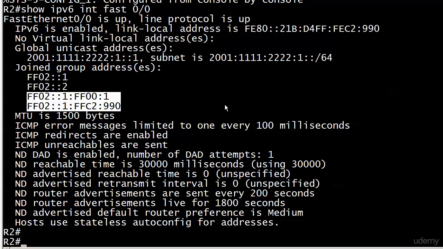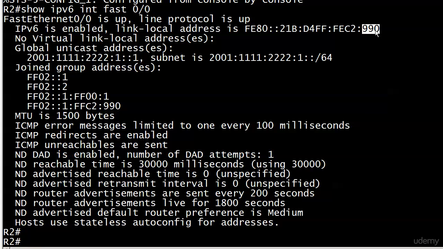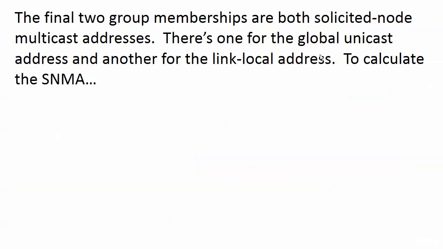Also, the end of one of those might look a little familiar if you look elsewhere. We've got a 990 up here at the end of our link local address. I don't know if that's a coincidence or not. We're going to find out here very, very shortly as we talk about how to calculate the SNMA. And by the way, the reason that we saw 2 SNMAs there is that one is for the global unicast address and the other is for the link local address. Now, how did the router come up with these SNMAs to begin with?